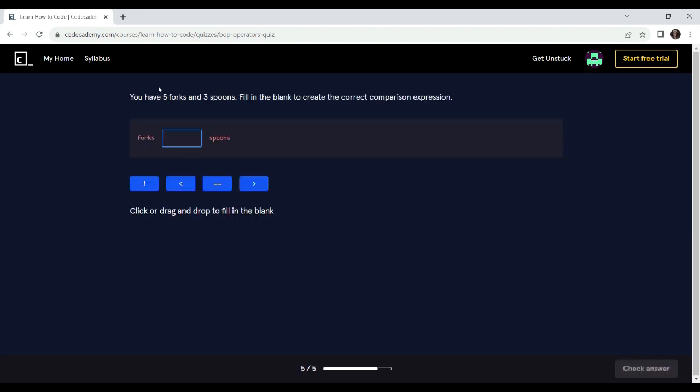You have 5 forks and 3 spoons. Fill in the blank to create the correct comparison expression. So see the word "and". Also see that 5 is greater than 3, and 3 is also less than 5. So we want to use the less than symbol to represent 3 spoons being less than 5, which would be this one.